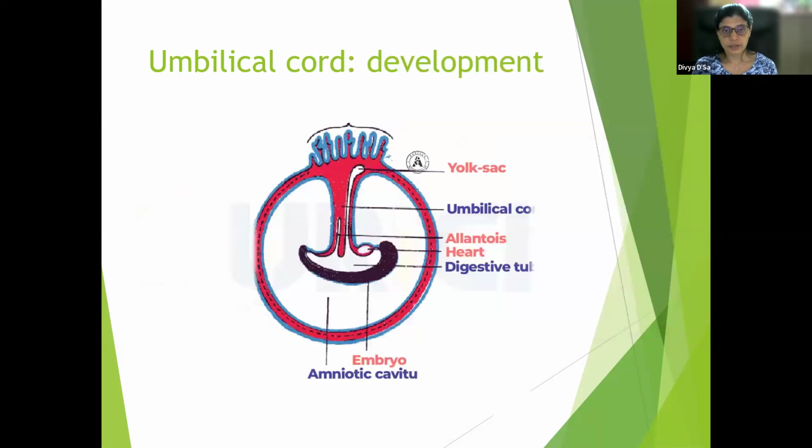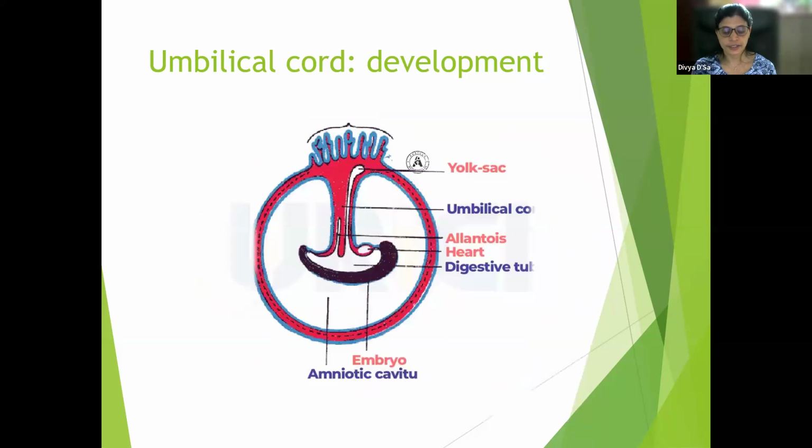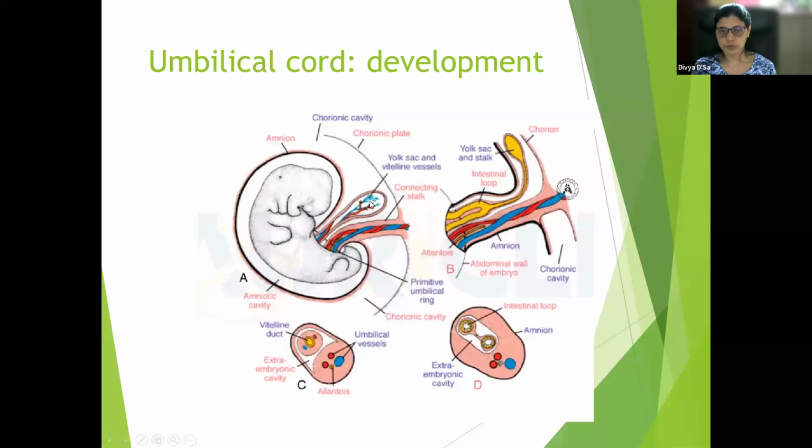So this umbilical cord, at full term, measures a length of about 50 to 55 centimeters, that is about 2 feet, and a breadth of about 1 to 2 centimeters. Initially, the connecting stalk is attached to the roof of the amniotic cavity at one end of the trophoblast. Gradually, with the development of the embryo, it becomes narrower and moves towards the caudal end of the embryo.